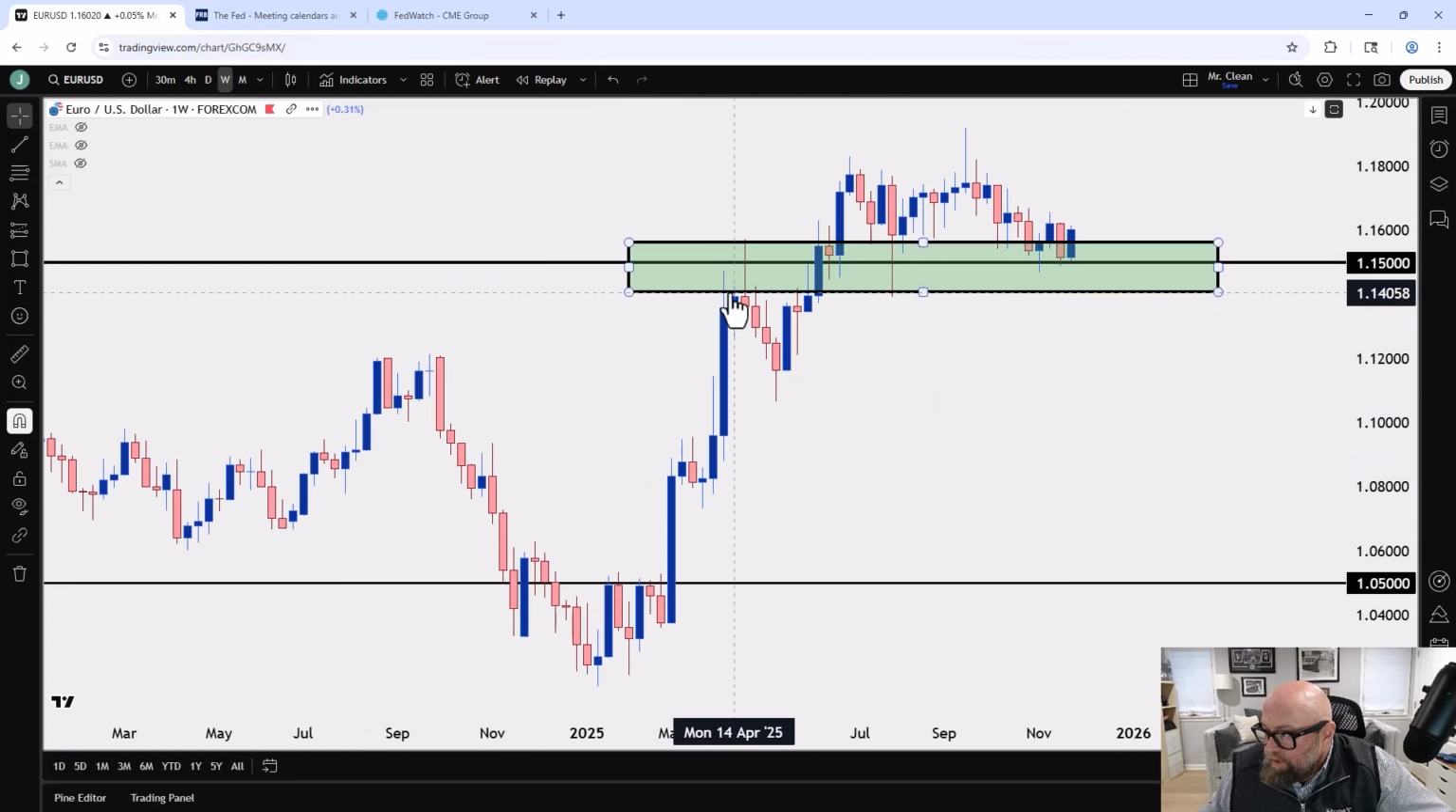More recently, 115 is what brought this pullback back in April. We have that initial run of USD weakness when we have that bad economic data of the US. Right there. High holds, 4 weeks of pullback. And then that becomes a zone of resistance that it takes bulls a while to finally get through.